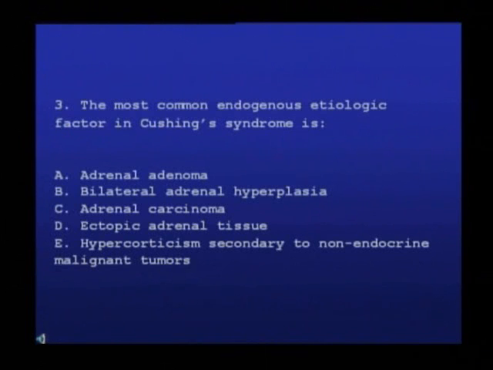Question number 3. The most common endogenous etiologic factor in Cushing's syndrome is: adrenal adenoma, bilateral adrenal hyperplasia, i.e. primary hyperplasia, adrenal carcinoma, ectopic adrenal tissue, or hypercortisolism secondary to non-endocrine malignant tumors, i.e. a paraneoplastic syndrome. Here's one you just had to know. The answer is B, bilateral adrenal hyperplasia. There's very little rationale that one can employ to isolate the correct answer. In general, carcinomas and adenomas are rarer than hyperplasias.